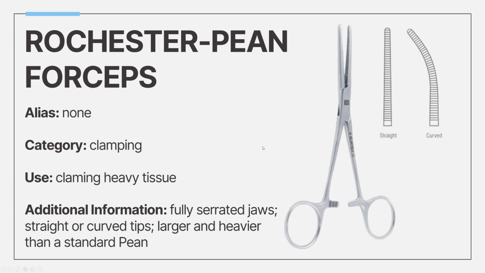And now we have a Rochester pin forceps. So this one could be straight or curved, and they're used for clamping heavier tissue. So as you can see here, all the way from the bottom, reaching the hinges, they have fully serrated jaws, which is important later on because I will be introducing other forceps, but they have serrated jaws.